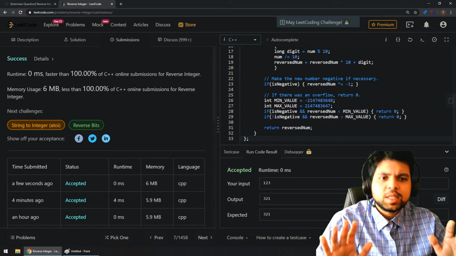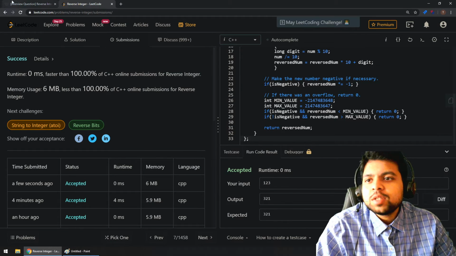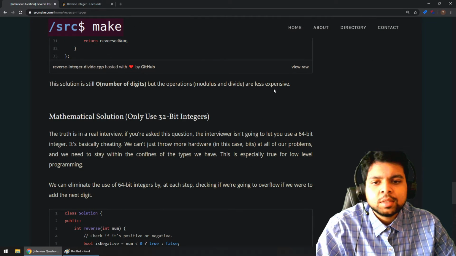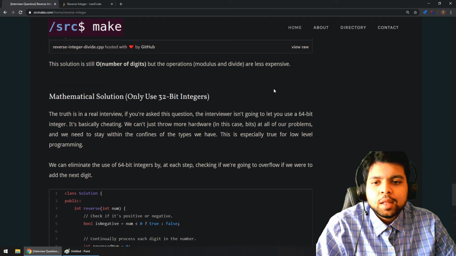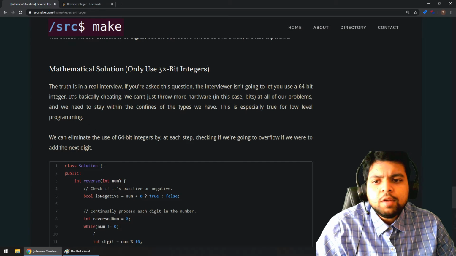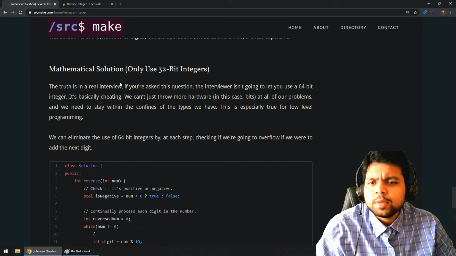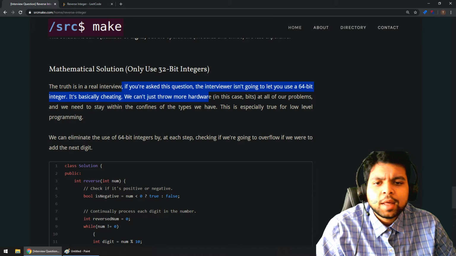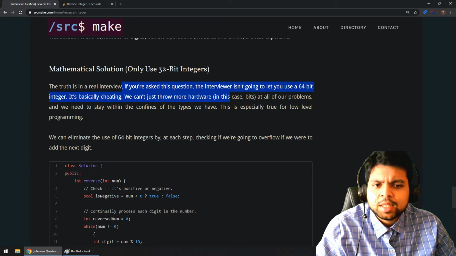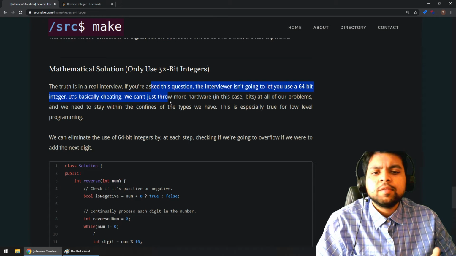So most people would stop here and think they're good to go. But that is a trap. An interviewer is not going to want you to use a 64-bit integer. So this is the final section right here, using only 32-bit integers. In a real interview, if you're asked this, you're not going to be allowed to use a 64-bit integer because that's basically like cheating. You're basically throwing more hardware, or in this case bits, at the problem. And we want to be able to stay in the confines of the types that we have.